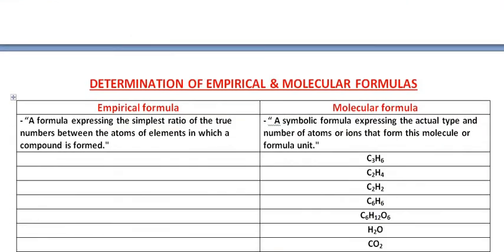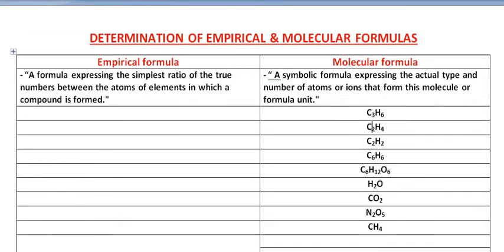Each compound that you know has many formulas. Two of the formulas of the compound are needed now: empirical formula and molecular formula. The molecular formula represents the actual type and number of atoms in a molecule, while the empirical formula represents the simplest ratio of the number of atoms of each element in the molecule of the compound.